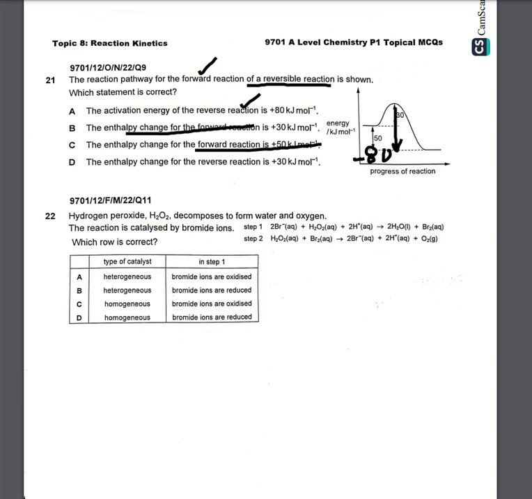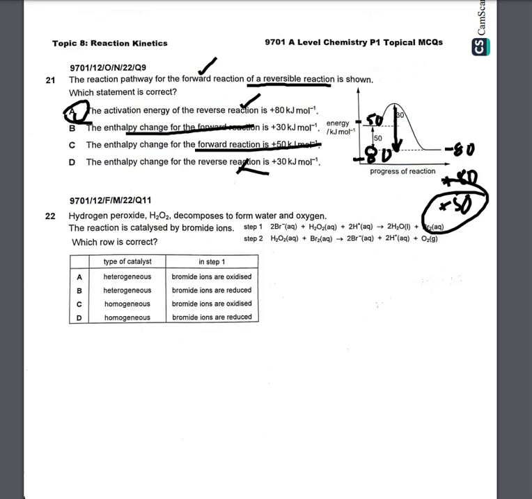Enthalpy change for reverse reaction is minus 80, and it is 50 here, I guess. Yes, 50. Minus 80 and minus 15. Enthalpy change for reverse reaction is gonna be plus 80 and then you are decreasing 30. So the enthalpy change for reverse reaction is 50 kilojoule per mole, unlike D. So A is your right answer.